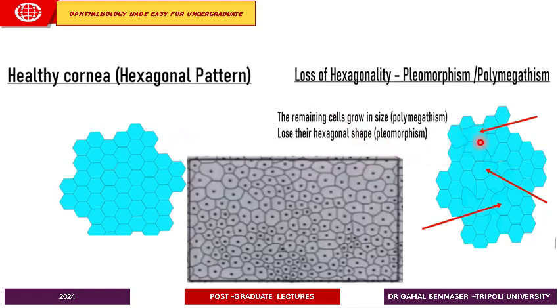This is known as polymegathism, and changes in the cell shape are called polymorphism. As you can see here, there is a different increase in the size and different shapes of the endothelium. And this is a real picture from endothelial or specular microscopy, where you can see the different shapes of the endothelial cells and different sizes. So this is a combination of polymorphism and polymegathism.